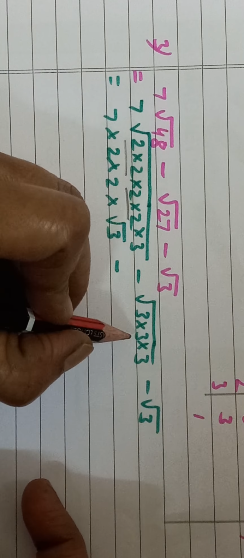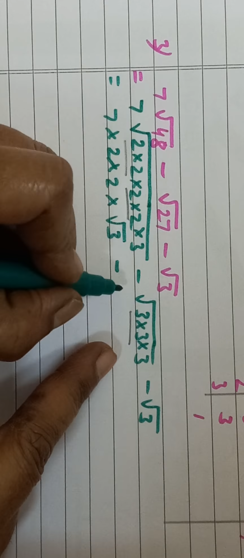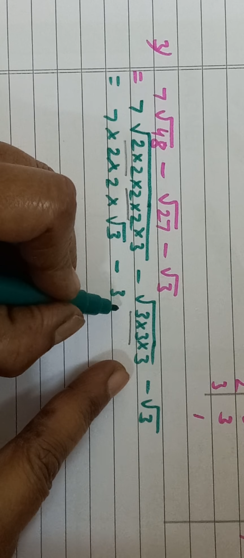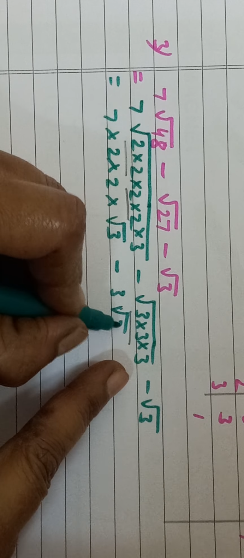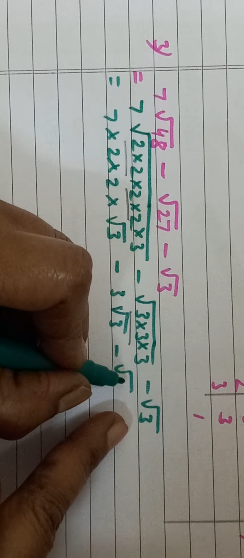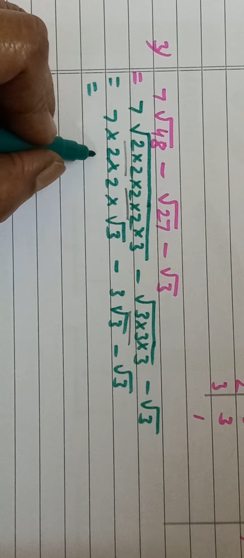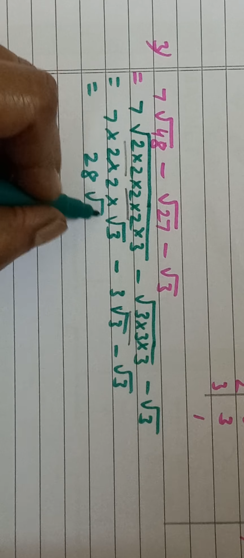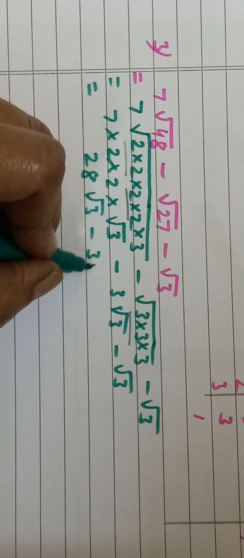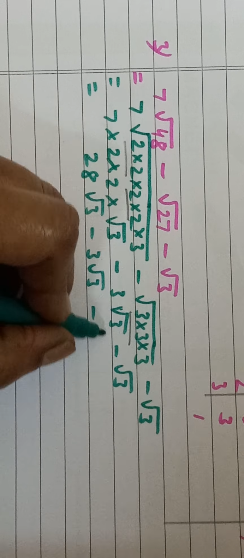Now here 3 into 3. So 1 3 is going to come outside the radical sign. Now this 3 is alone, so keep it alone. 3 root 3 minus root 3, which is equal to 7 2s are 14, 14 2s are 28 root 3 minus 3 root 3 minus root 3.